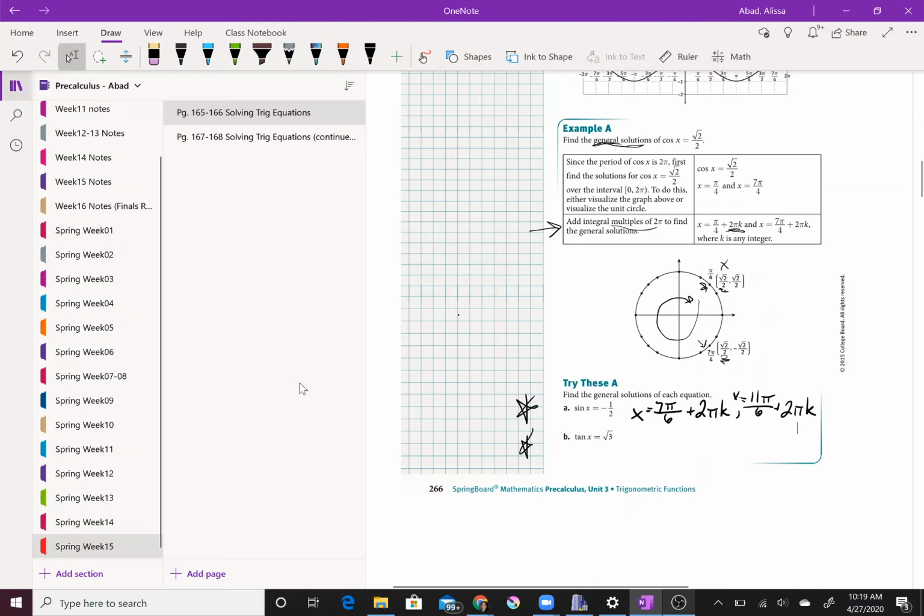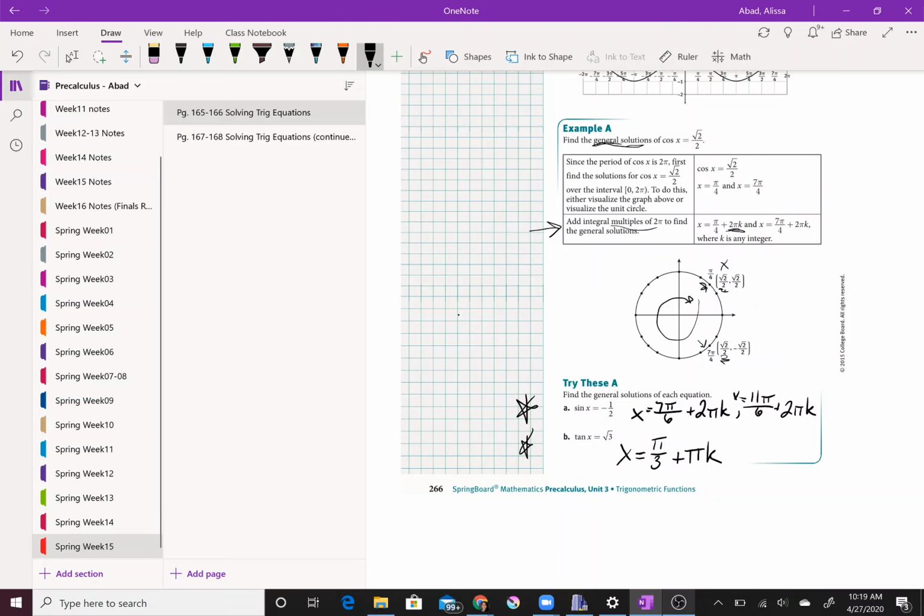For tangent of x, if you go back to your unit circle, you'll find that at square root of 3, you're taking the inverse tangent of that value, and that's at pi over 3. Now, for this general solution, since tangent has a period of pi, you're going to put pi times k. So if you add any multiple of pi, you'll get that same solution. Okay, I'm going to go ahead and move forward over here.